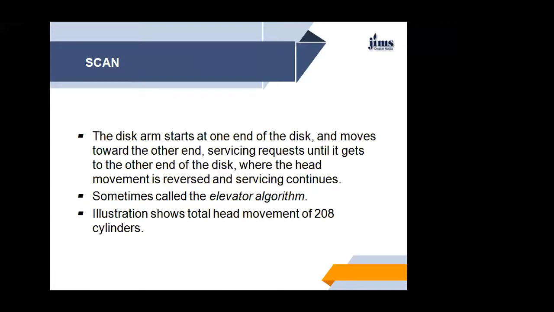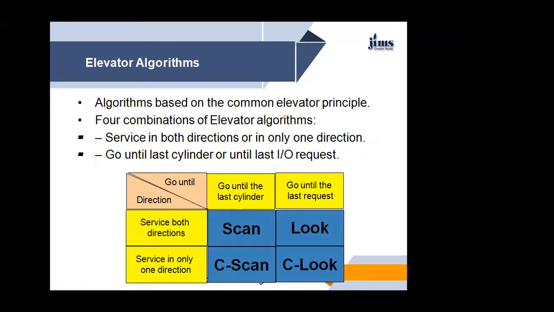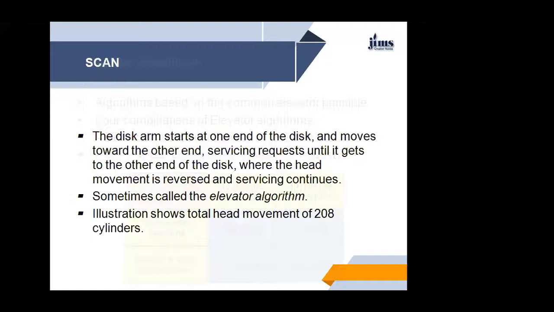Now first of all we will see SCAN. In SCAN, service is in both directions and goes until the last cylinder. The disk arm starts at one end of the disk and moves towards the other end, servicing requests until it gets to the other end of the disk, where the head movement is reversed and servicing continues. It is sometimes called the elevator algorithm. The illustration shows a total head movement of 208 cylinders, which we will see.